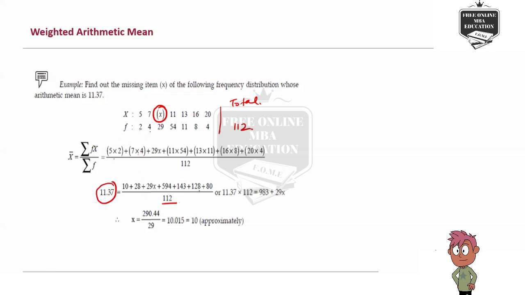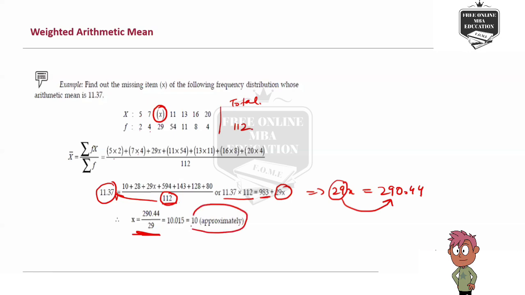Now take this on this side, it will get multiplied, and you can have one variable and the other is constant. So you can also move this on the other side. So it would become minus 983, and then you would be left with 29x is equal to 290.44. Now this is multiplying here, so when you take it to this side, it will get divided. And approximately the answer is 10.